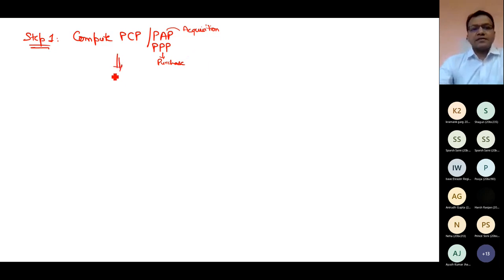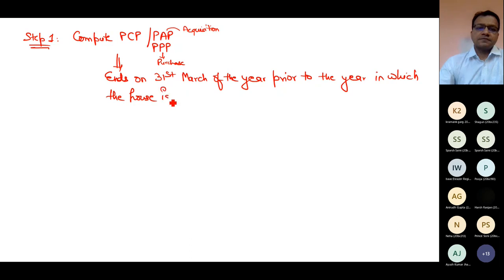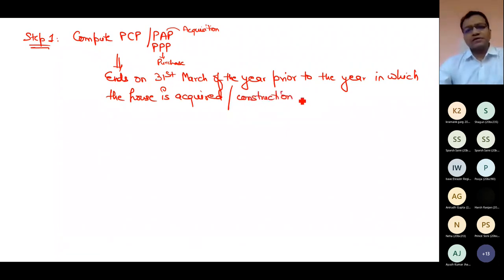This period ends when? Can you tell me when this period ends? 31st March of the year prior to the year in which the house is acquired or in which the construction of the house is completed. This period ends on this date.